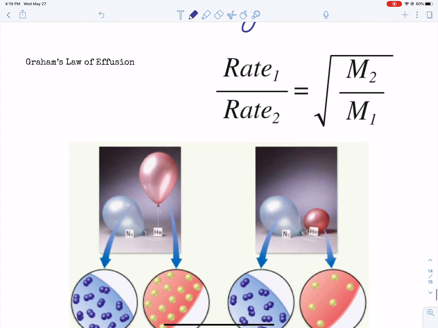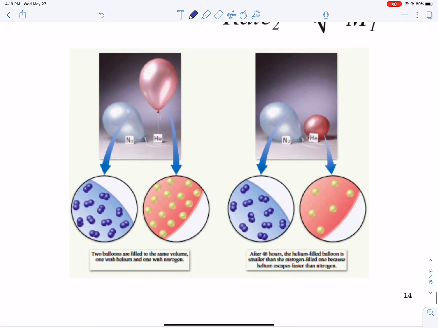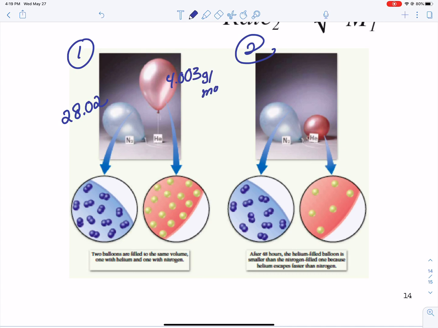Okay, there's a formula for this, and we'll go through the mathematical formula in a moment. But just take a look at this picture here. These are two balloons, like starting and ending. One is filled with helium and one is filled with nitrogen gas. Nitrogen gas has a mass of 28.02, whereas helium is 4.003 grams per mole.